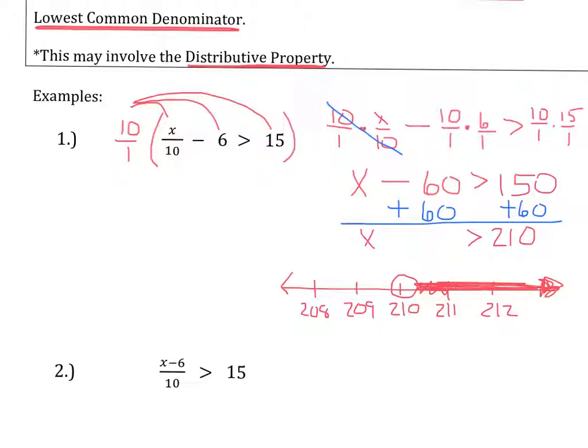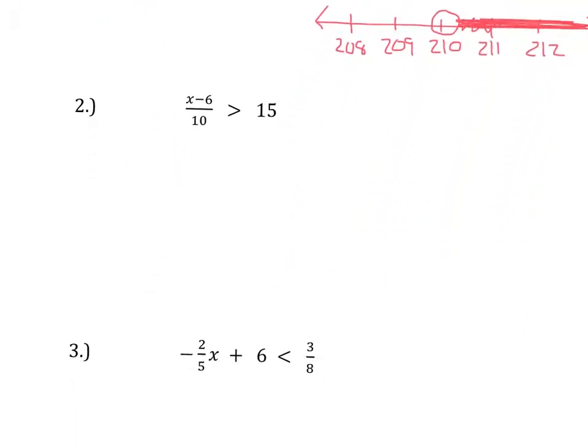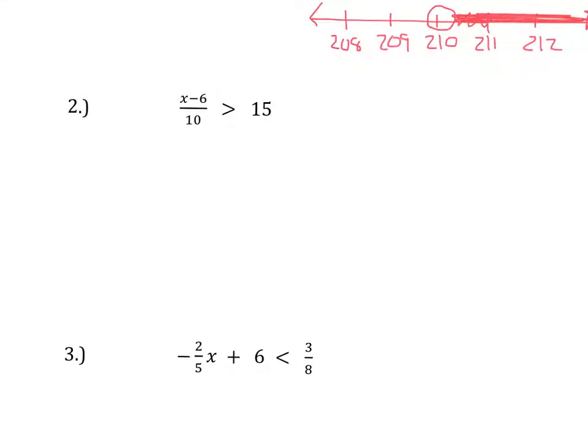Okay, hopefully that's helpful. Let's try the next problem. Okay, it has a fraction in it. So we're going to multiply both sides by the denominator, which is 10. So we're going to multiply by 10 over 1 on both sides. Now this time, all we have on the left side is one fraction. Just one thing. It's one big ugly fraction. So we just have to multiply once and then the other side.